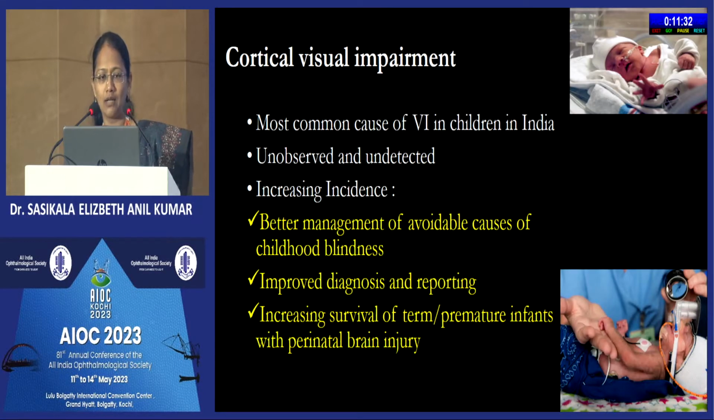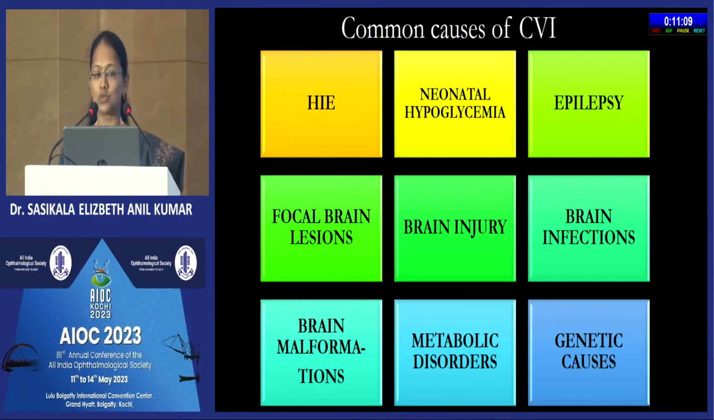Briefly, I'll be talking about cortical visual impairment, because the next session is going to cover it in detail, before going into the early interventions. Recently, CVI has been the most common cause of visual impairment in children. Mostly it is left unobserved and underdetected. In the developing countries, because of better management of avoidable causes, improved diagnosis and reporting, and increased survival of premature infants, we are seeing the incidence rising.